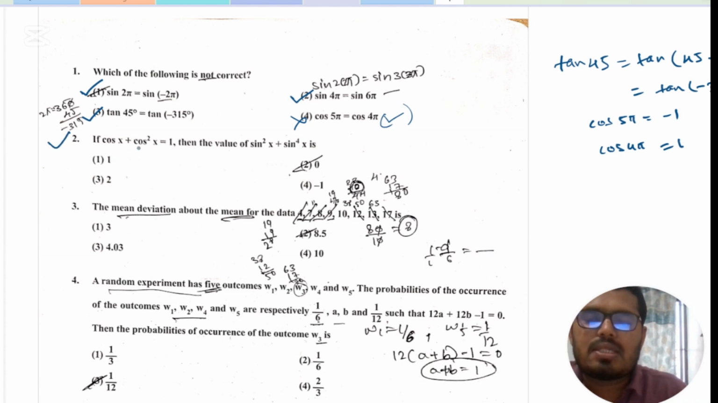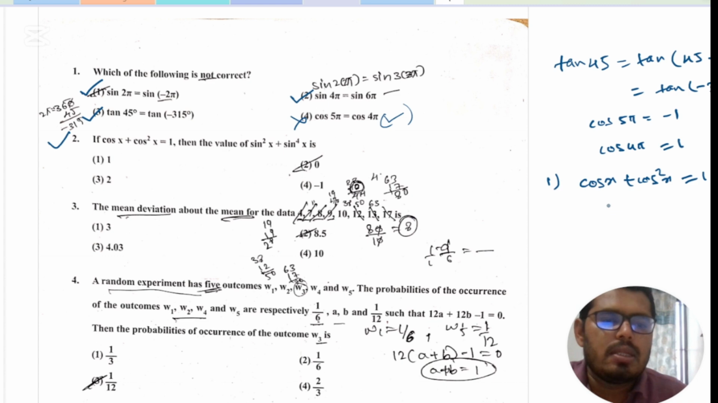If cos x plus cos square x is equal to 1, then the value of sin square x plus sin raised to 4x. Look at what they have given. They gave you cos x plus cos square x is equal to 1. Therefore cos x is equal to 1 minus cos square x. Then 1 minus cos square x is sin square x. Therefore cos x is equal to sin square x.